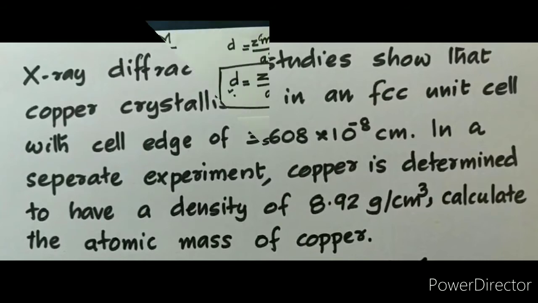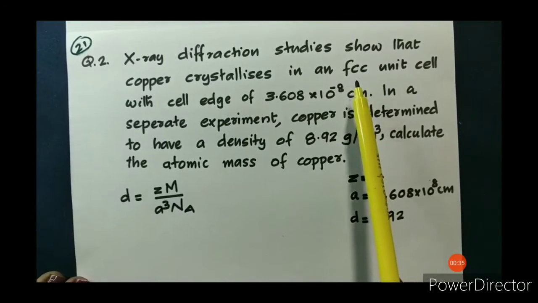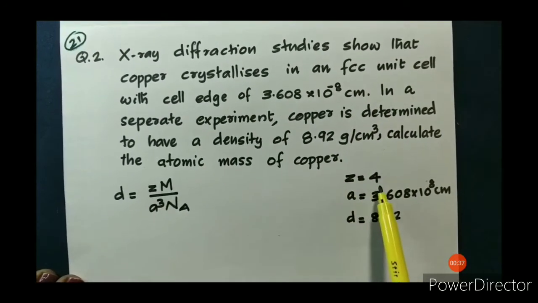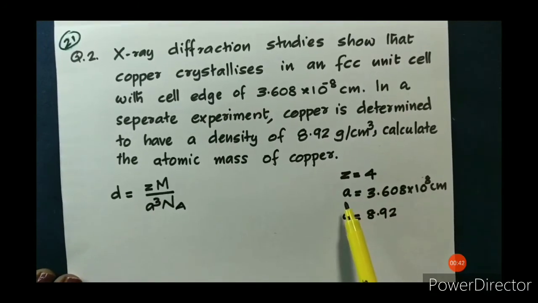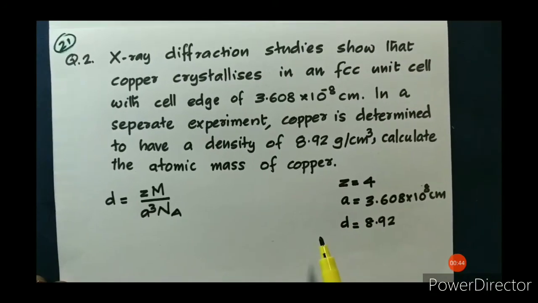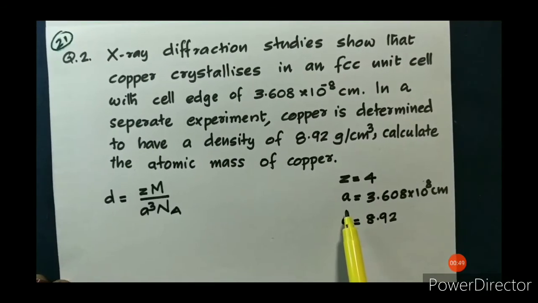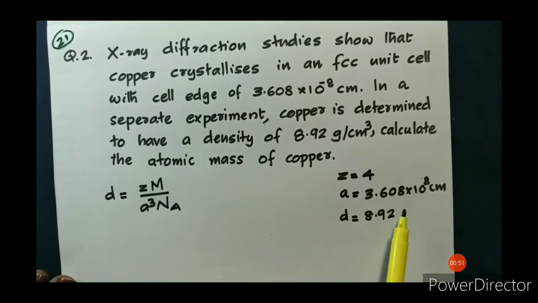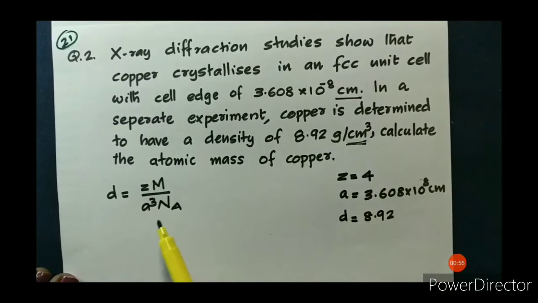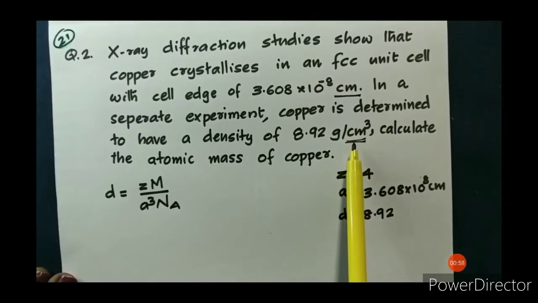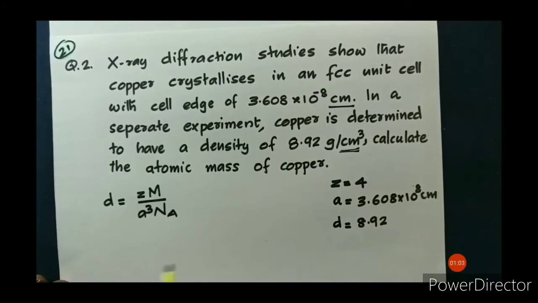In the case of FCC lattice, the number of atoms per unit cell, Z, is equal to 4 atoms. Here the edge length a is equal to 3.608 × 10^-8 centimeter, and the density is also given, d is equal to 8.92 gram per centimeter cube. So, by using the equation d = ZM / (a^3 Na).